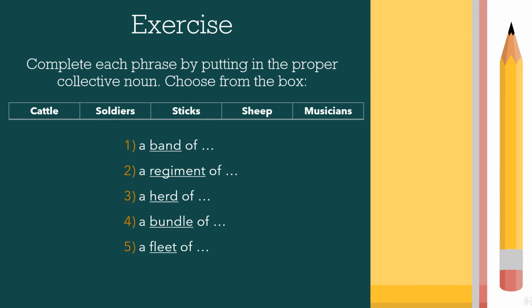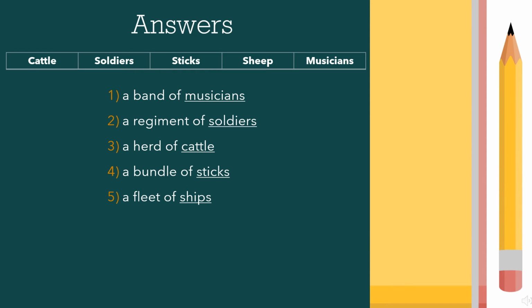Now let's do this exercise. Complete each phrase by putting in the proper collective noun. Choose from the box. Cattle, soldiers, sticks, sheep, musician. As I have told you earlier, pause the video and try to do this exercise and you would see the answers in the next slide. That was an easy one. Let's try another one.